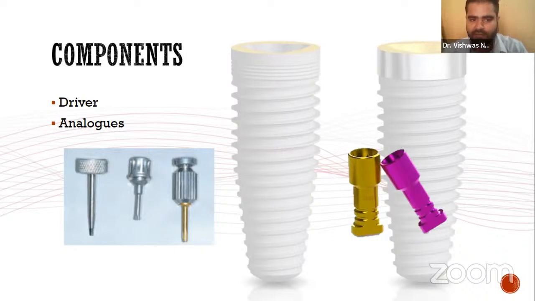So these drivers are specific to a particular implant system, and so are their analogs. Analogs are these small yellow and pink components that you see on the screen. These are basically going to be placed inside the cast. These so-called analogs are going to replicate the position of the implant from the oral cavity into the cast.